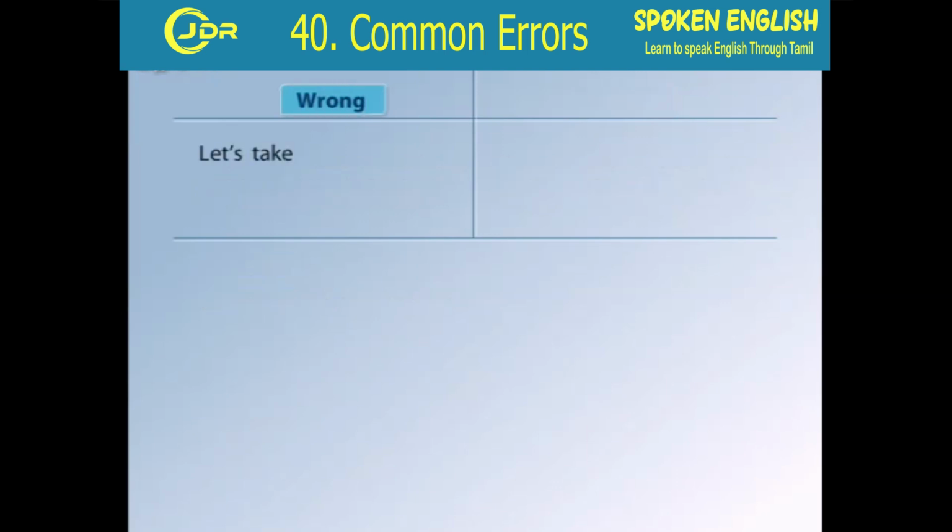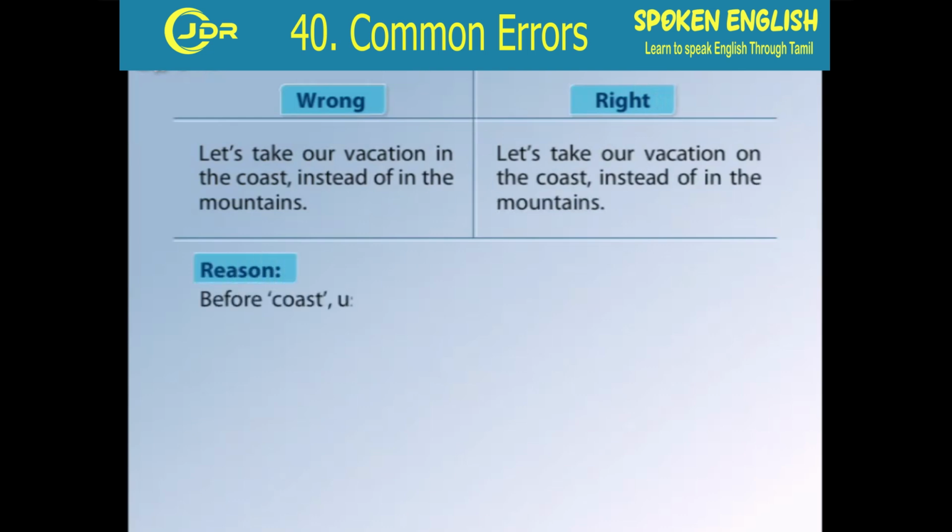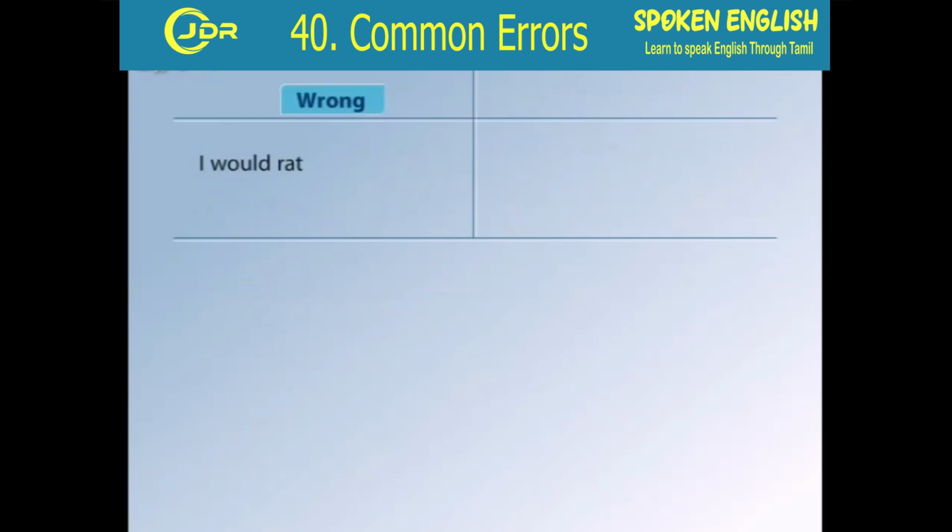Wrong. Let's take our vacation in the coast instead of in the mountains. Right. Let's take our vacation on the coast instead of in the mountains. Reason: before coast, use on or along. Wrong. I would rather take classes on the afternoon.